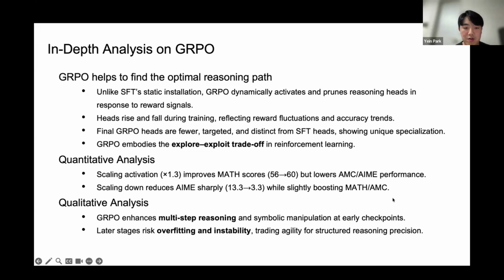And qualitative analysis shows that GRPO enhances multi-step reasoning and symbolic manipulation at all the checkpoints. And later stages risk overfitting and instability, trading agility for structural reasoning precision. They only use some specific reasoning paths to solve every question.